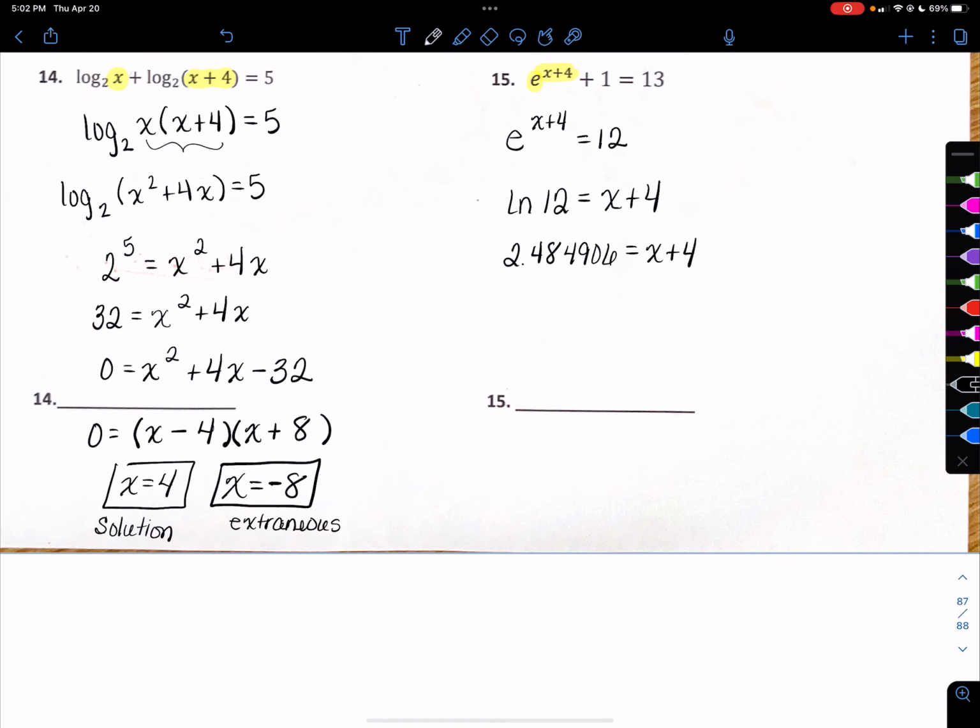Okay, so now I'm going to subtract 4 from both sides to get x by itself. And then this is when I'm going to do my rounding. So x is approximately negative 1.5151. Now I was not dealing with the log, so I don't need to check if this is a solution or extraneous, because I started with exponential. So that is it.